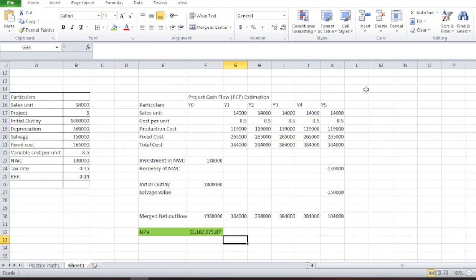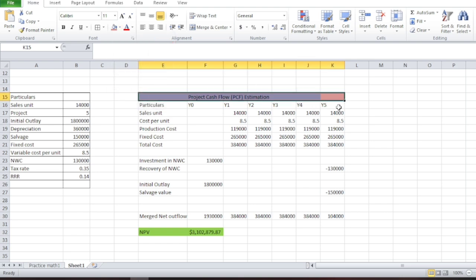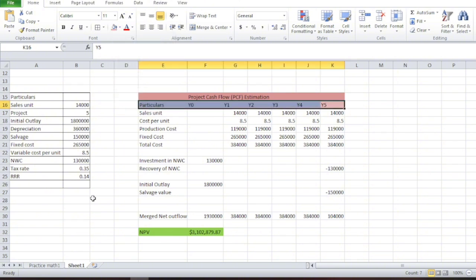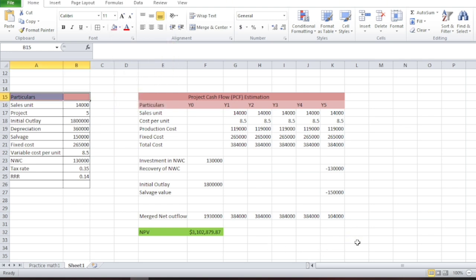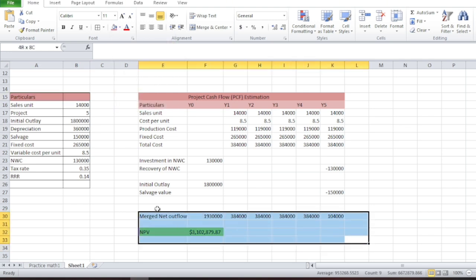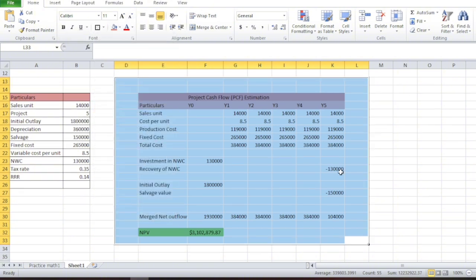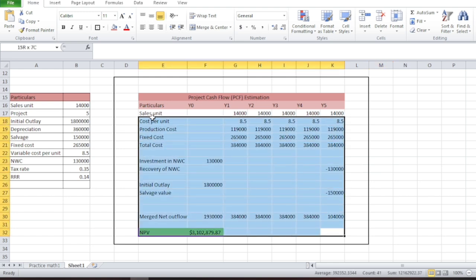So let's just give a touch up in the Excel. A soft pink color, soft baby pink. I think this one is nice. Okay. Thick border. So well, this is it from my side today.